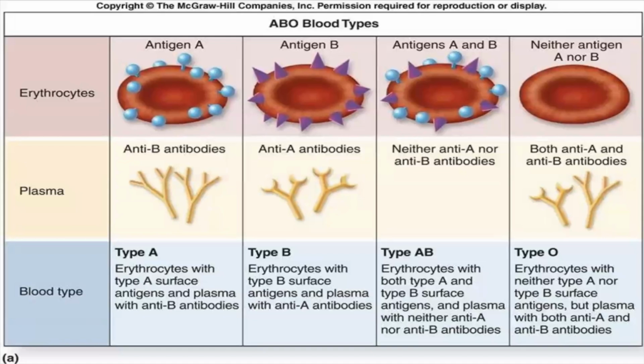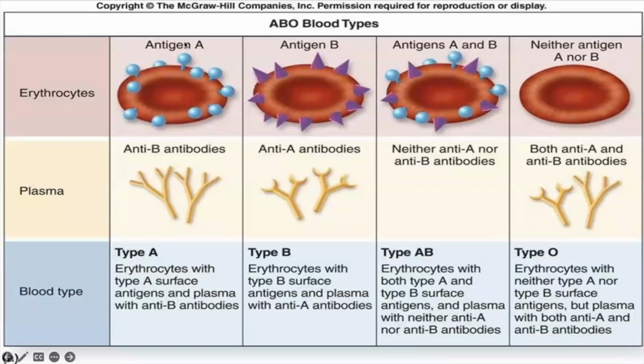Now, here's the thing. Remember, we said antigens were located on bacteria and viruses. This is weird. Well, there are special antigens that are located on your red blood cells. They're not harmful to your body, but these antigens help to determine what kind of blood type you have. Now, we have two types of antigens. One is called antigen A and one is called antigen B.